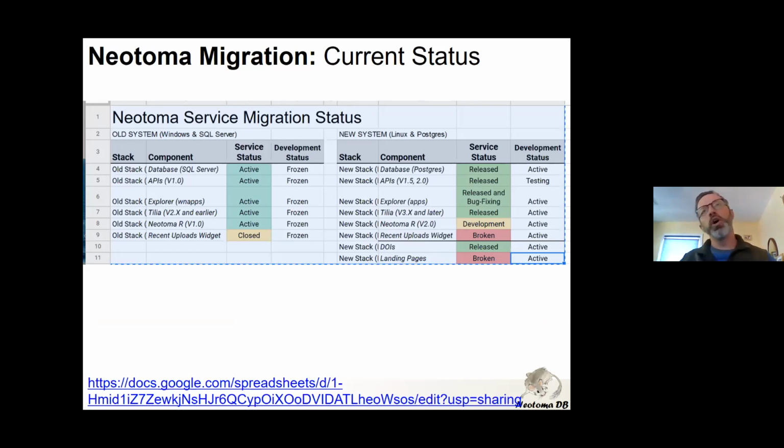Because we know that people are using our services and want to know how things are doing, we have a spreadsheet down below that we're going to be updating weekly to give updates on where things are and what the status is. The Slack channel is also a good place to keep track of this migration process. We want to get this done as soon as possible because we want to move on to building new things, and not just migrating over current things.